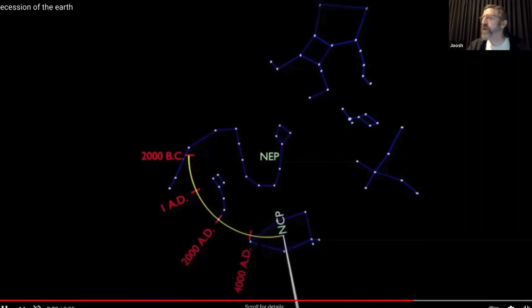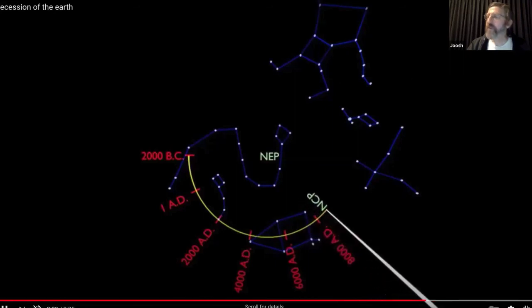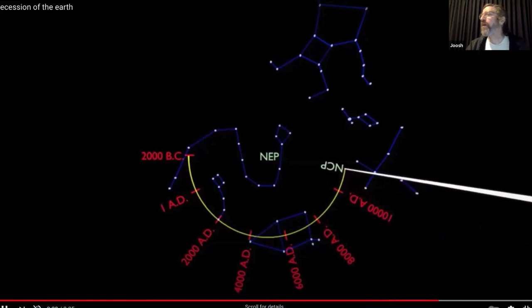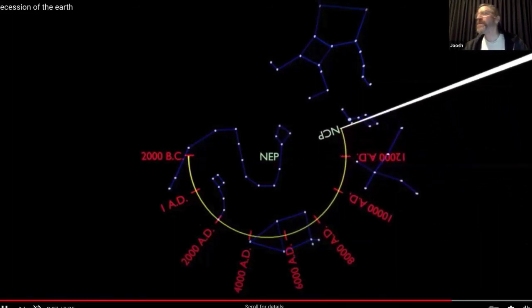But the North Star is changing. If you manage to live another 2,000 years, Polaris will not be the North Star anymore. It will have advanced to there. And this goes around, all the way around this little circle right here in a 26,000 year cycle.